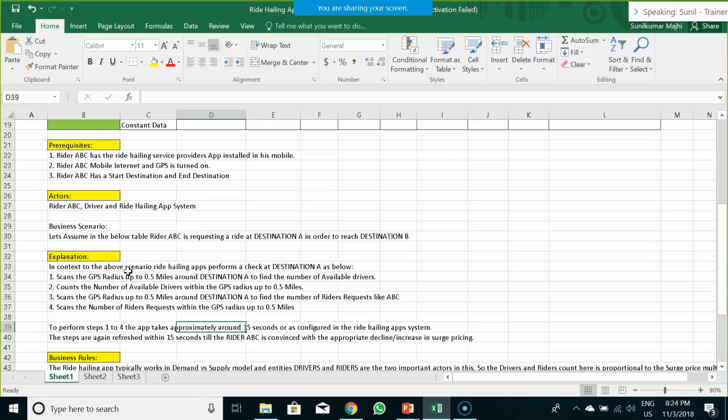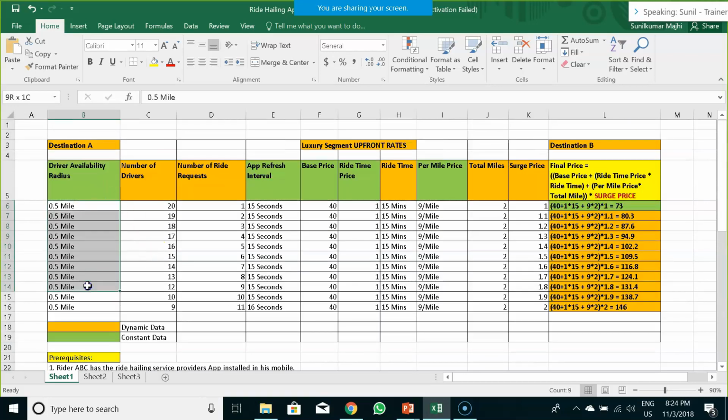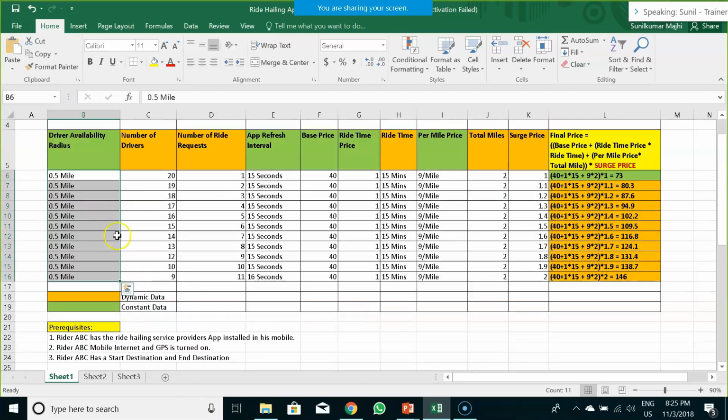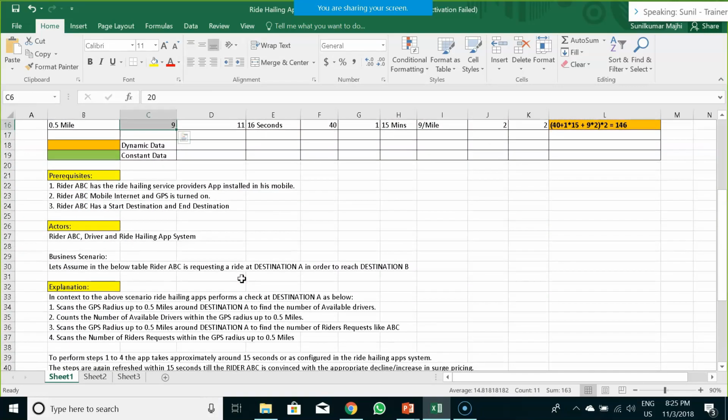In the context of the above scenario, the ride hailing app performs a check at destination A as below. The first step it does is scan the GPS radius up to 0.5 kilometers, the base scanning radius which we have defined, to find the number of available drivers. First, it scans the radius based on driver availability, and it checks the number of drivers available. So that is step 1.